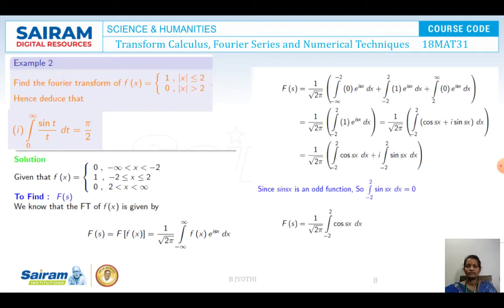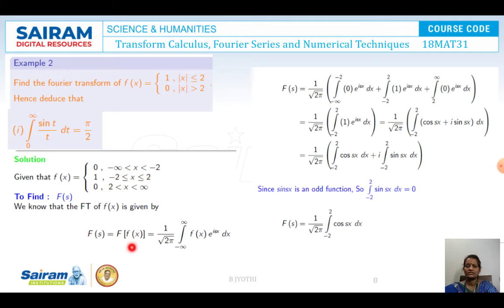Now let us go for the second example. Find the Fourier transform of f(x) = 1 when |x| is less than or equal to 2, and 0 when |x| is greater than 2, and hence deduce that the integral of sin t by t dt = pi by 2. This is similar to the previous problem. When we expand the modulus, we get 1 when it is between minus 2 and plus 2, and in other places it will be 0.